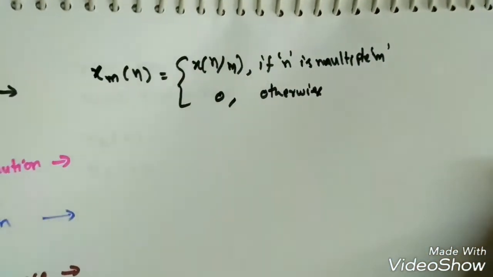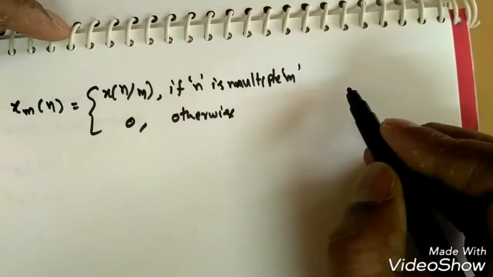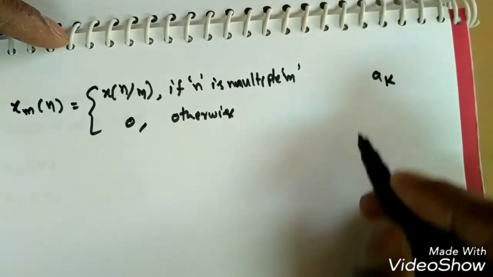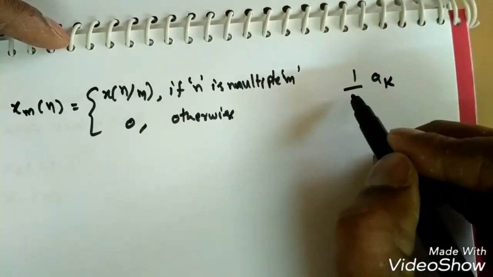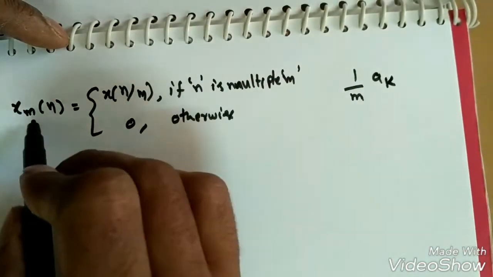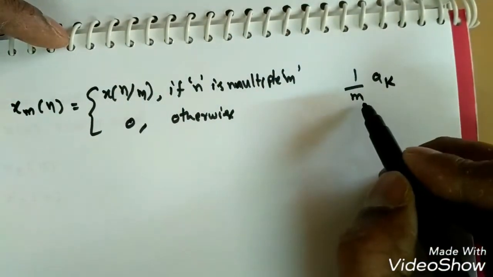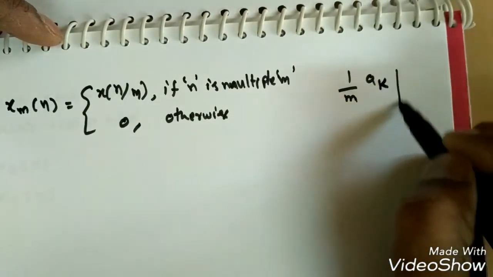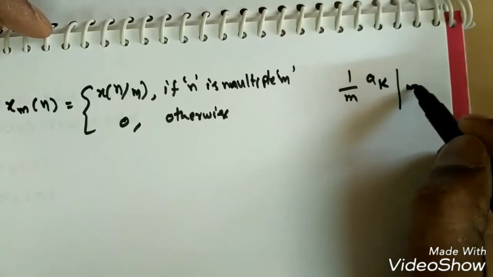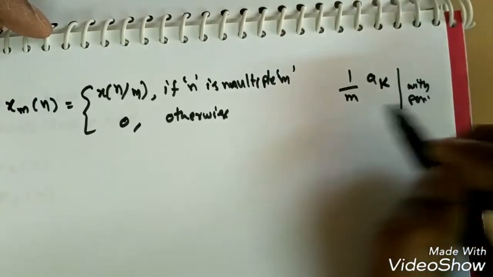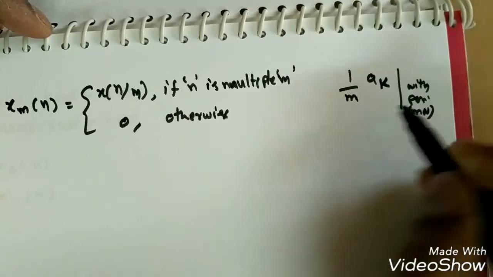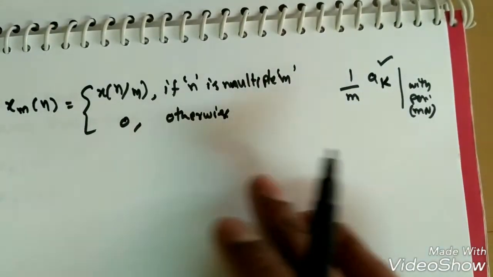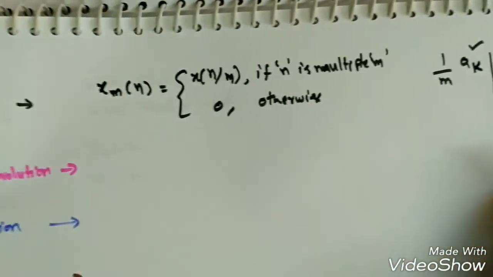So the only difference from the continuous time Fourier series is this. There, no difference in the Fourier coefficient, but here we will get 1 by m. Whatever the integer we are scaling by, that becomes 1 by m. The reason is that it is periodic in nature. What is the period here? We get the period m into n, so we get 1 by m of ak. This is the only difference between the continuous and discrete time Fourier series.